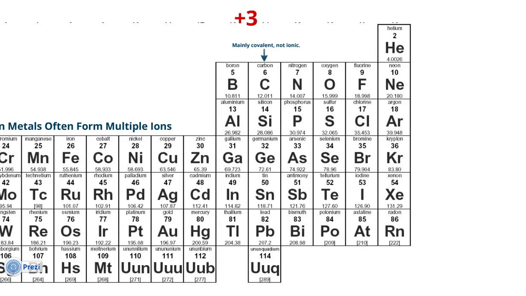Now we look over on the other side of the periodic table at the nonmetals, and we look at the halogens, group 7A. They gain an electron in order to gain their full octet, giving them a charge of -1. And group 6A, which includes oxygen and sulfur, will gain 2 electrons in order to get their full octet, and they have a charge of -2. And finally, group 5A, which includes nitrogen, phosphorus, and arsenic, will gain 3 electrons in order to get their full octet, giving them a charge of -3.